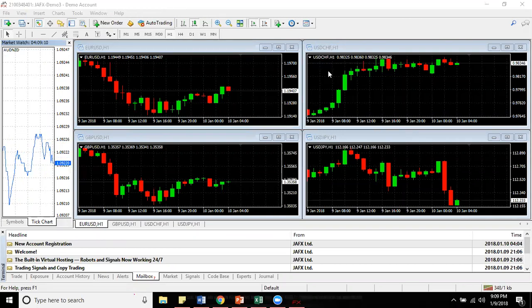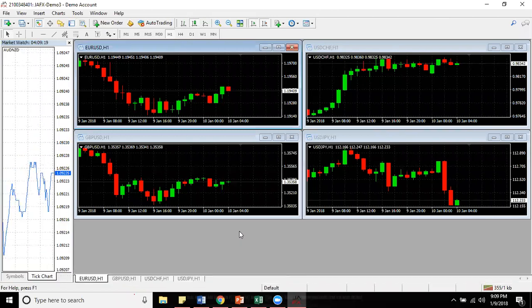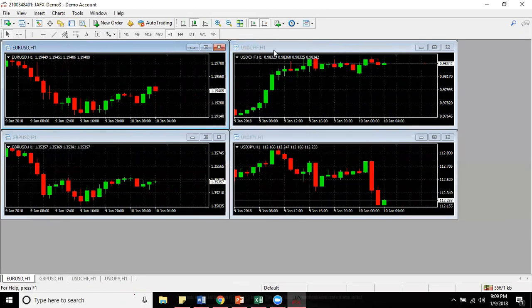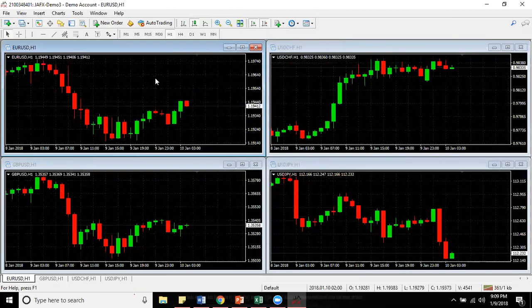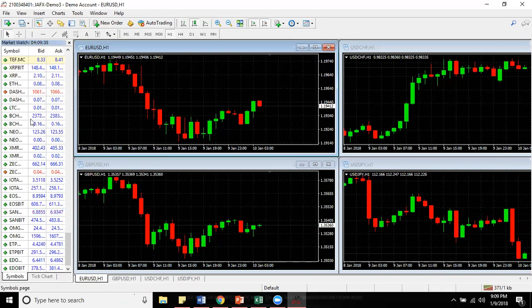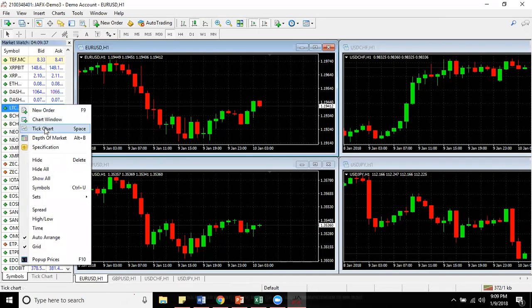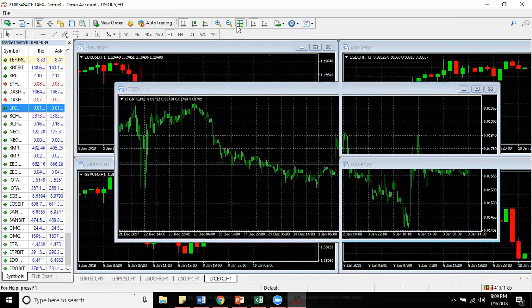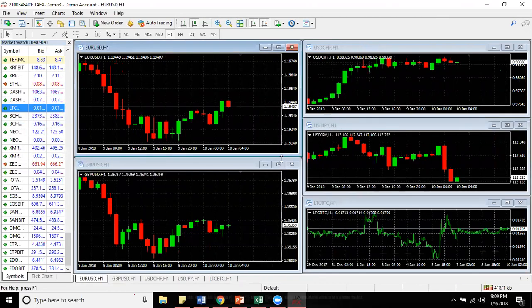To put up 4 charts, let's put this down here. You see this button right here? It's going to basically tile any charts you have open. If I open up any more new chart windows and hit that tile button, it's going to tile them some more.